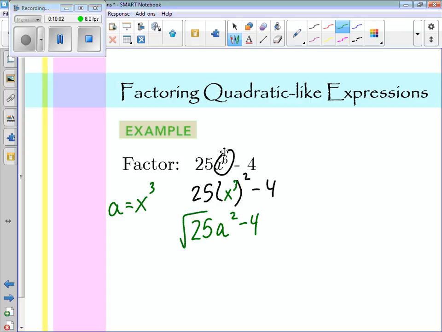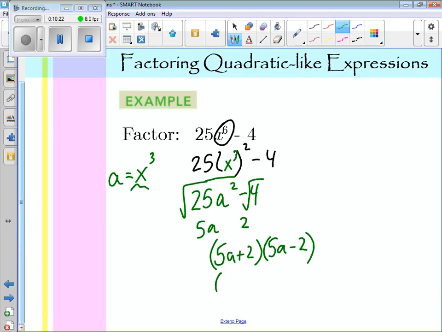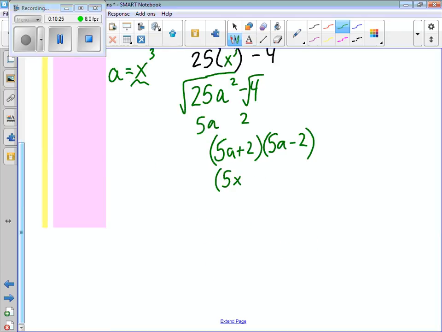We have 5a and 2. So this is going to be 5a plus 2, 5a minus 2. And let's replace it back with x to the 3rd and see if we can factor it further. 5x cubed plus 2, and 5x to the third minus 2. I get my 2's and 3's mixed up. Looking at it, neither one of these are perfect square binomials. I cannot factor further. No greatest common factor between them.